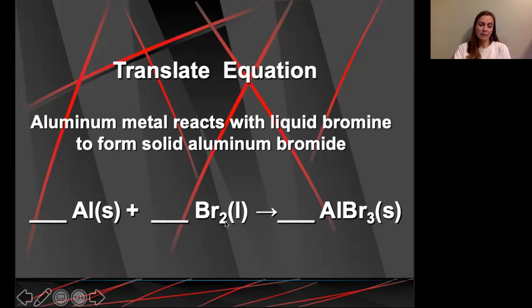So I can see that the bromine over here has a 2 and over here has a 3. So I know that I'm going to need to put a 3 in front of this bromine and a 2 in front of my aluminum bromide in order to make it so that I have 6 bromine atoms on both sides. And when I do that, I'm going to need a 2 in front of the aluminum on the reactant side. So 2 aluminums on the reactant side, 3 bromines on the reactant side, and 2 aluminum bromide on the product side.